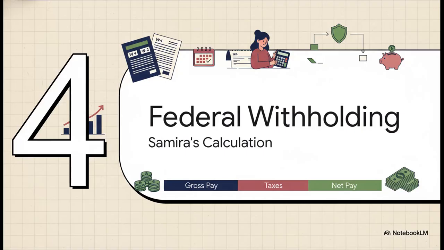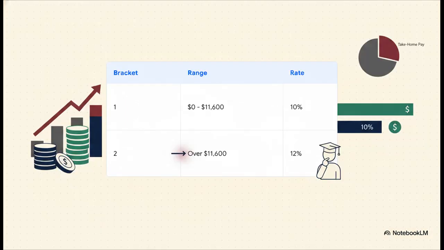All right, Section 4, calculating federal withholding. Okay, time to put all this theory to the test in a real-world scenario. We're going to apply these progressive bracket rules to a hypothetical worker. Let's call her Samira. She earns a gross pay of $2,240 a month. Now, for the sake of learning, we're going to use a super simplified 2-bracket model based on approximate 2024 federal figures for a single filer.